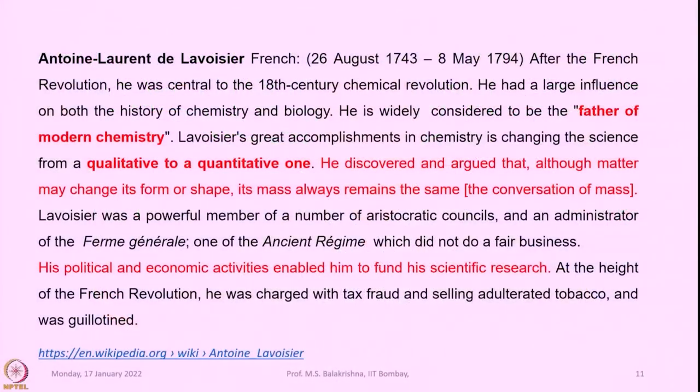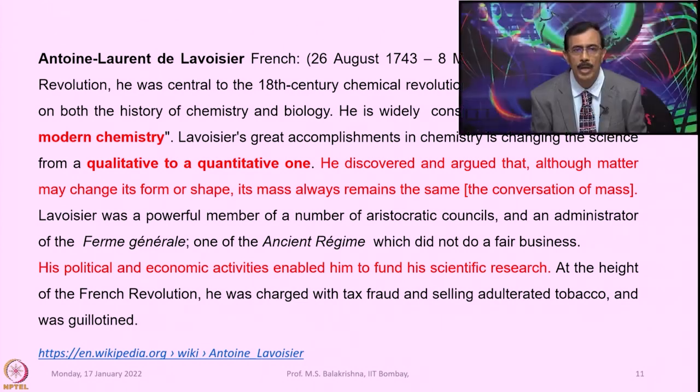He is a French scientist and chemist. After the French Revolution, he was central to the 18th century chemical revolution. He had a large influence on both the history of chemistry and biology. He is widely considered to be the father of modern chemistry. Lavoisier's great accomplishment in chemistry is changing the science from a qualitative to a quantitative one. He discovered and argued that although matter may change its form or shape, its mass always remains the same. That means he was trying to establish the law of conservation of mass at that time.